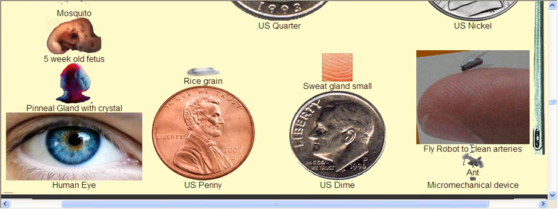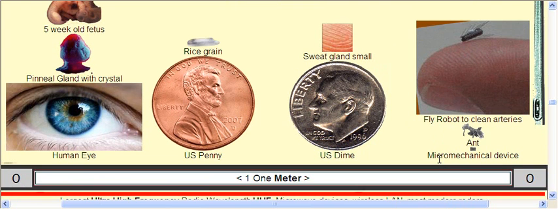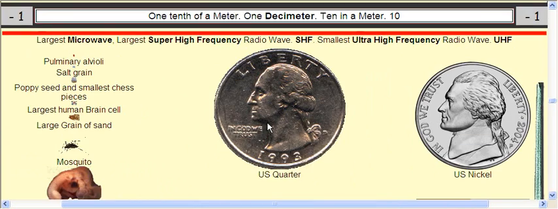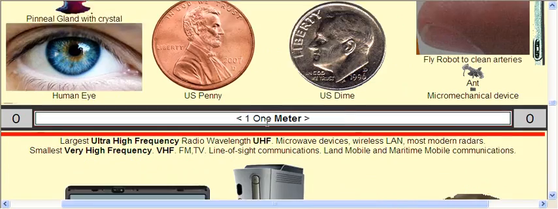There's a fly robot next to somebody's finger, and those things can fly through people's veins to clean their arteries. That's an ant next to your finger, or a fly robot. Fly robot's about as big as an ant, or a small ant anyways. So, let's go down to the next one.